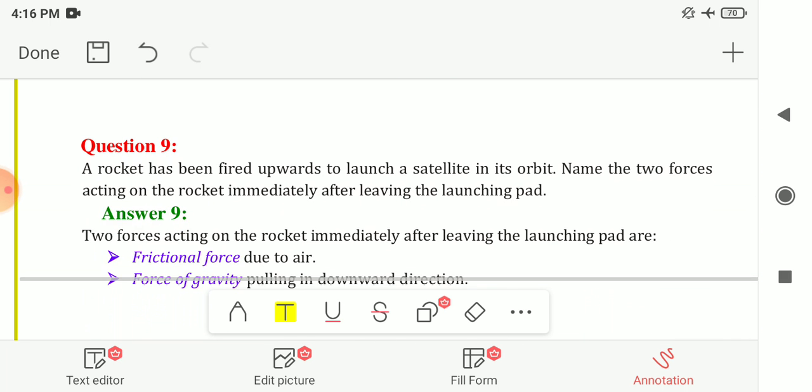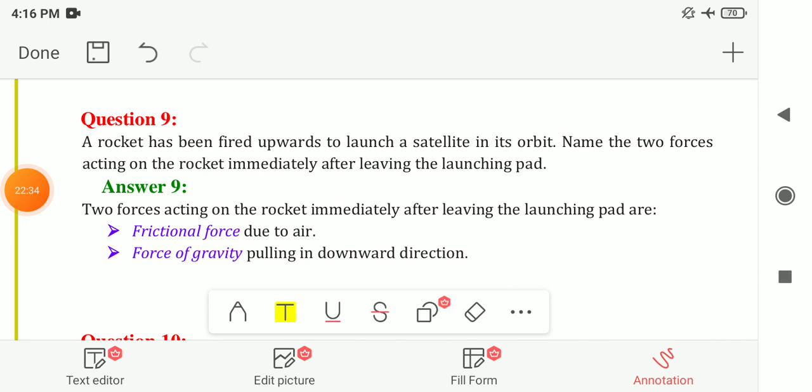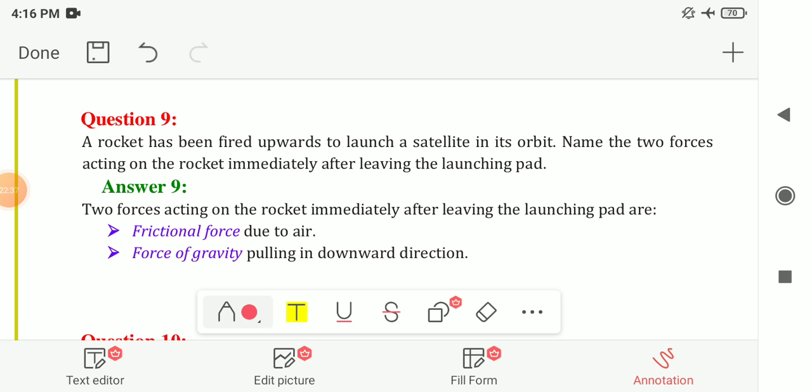Next question is question number 9. A rocket has been fired upward to launch a satellite in its orbit. Name the two forces which are acting on the rocket immediately after leaving the launching pad. Once the rocket leaves the launching pad, what forces are acting on that rocket? Here you have to write the names.